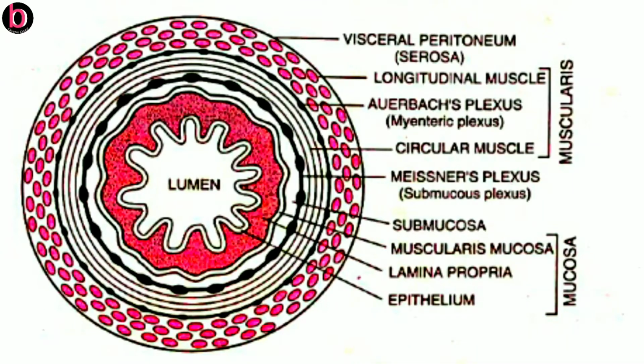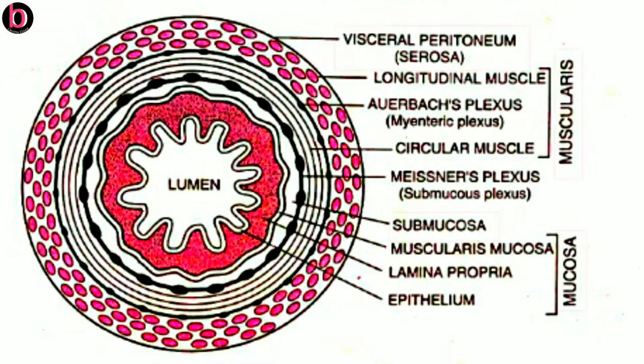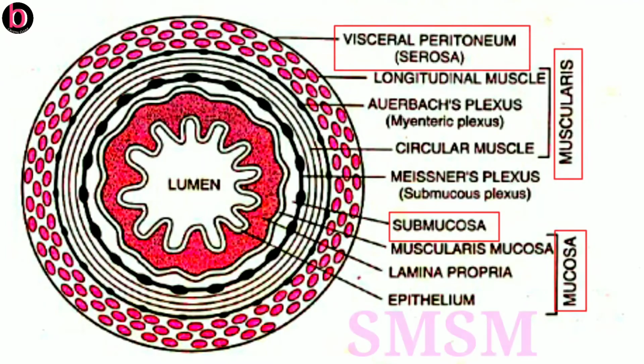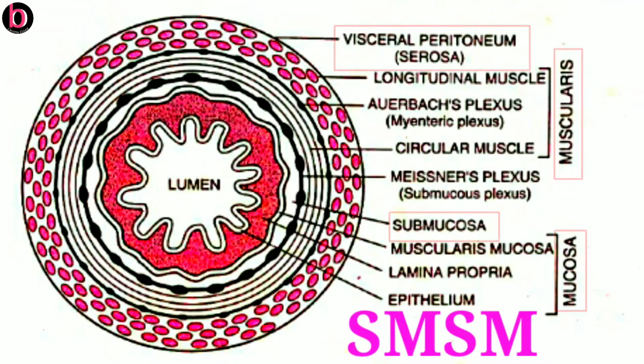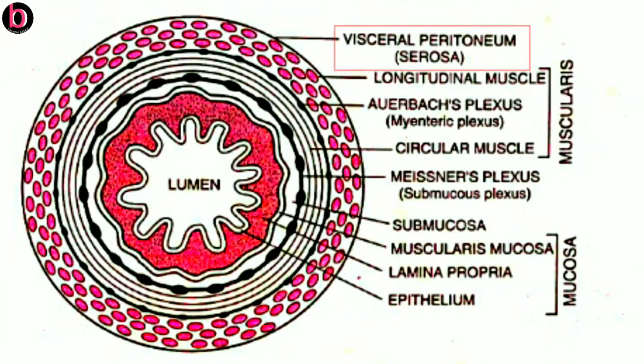As you can see in the diagram, the outermost one is known as visceral peritoneum or serosa. The second one is muscularis. The third one is submucosa, while the fourth one is mucosa. So by the trick SMSM, you can memorize all these four layers in proper sequence, external to internal. First, about the outermost layer, that is serosa or visceral peritoneum.